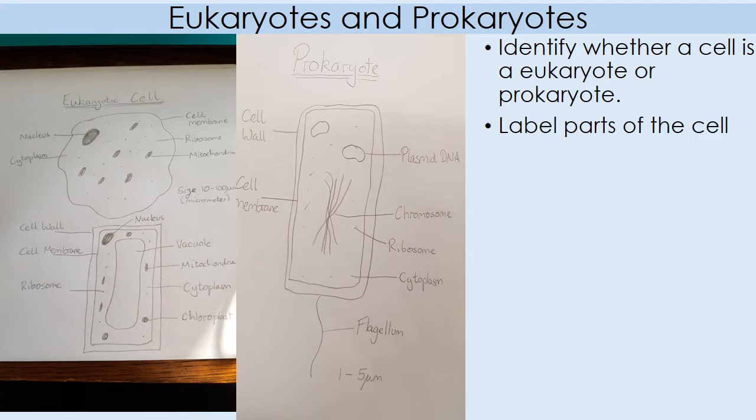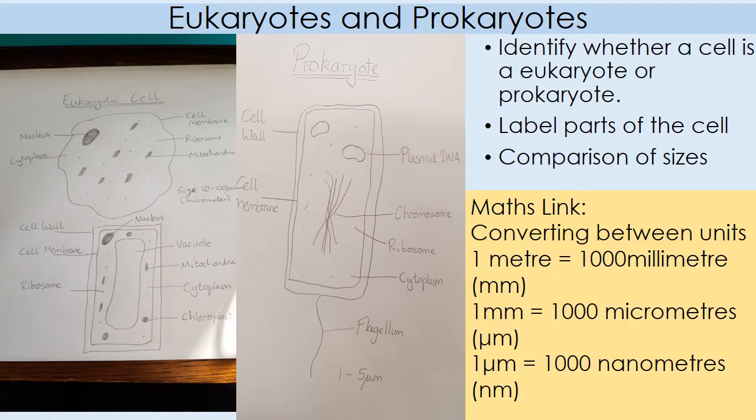Labeling parts of the cell, we need to be able to draw and label the parts of the cell. You'll notice when I've drawn mine, I've drawn them in pencil, and when I've done my labeling, I have drawn my lines. They're not arrows, they are lines. In biology, we only use lines. Arrows represent the movement of something or the transfer of something. We're also going to do a comparison of the sizes. So our prokaryote is 1 to 5 micrometers. Our eukaryote are between 10 to 100 micrometers, so much bigger in size.